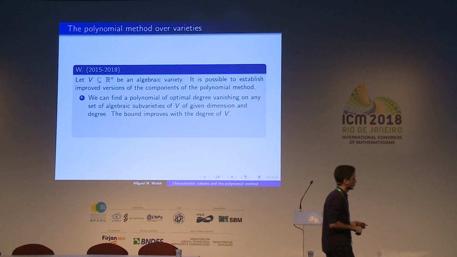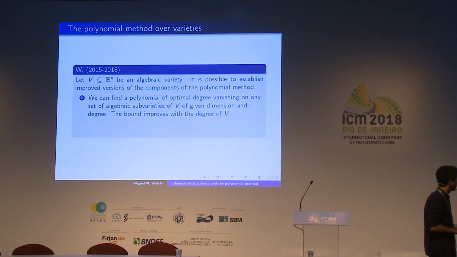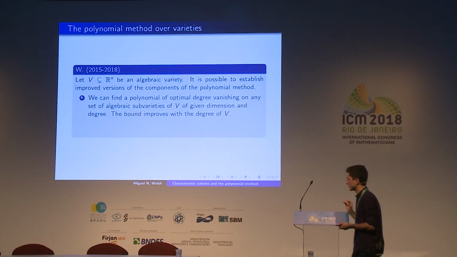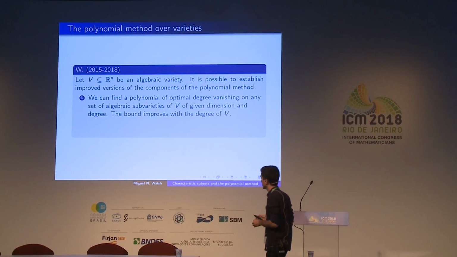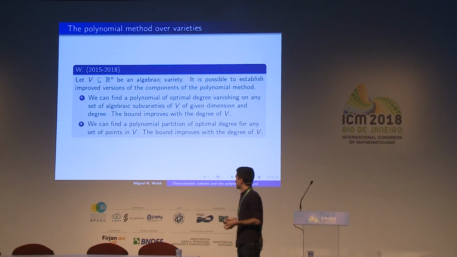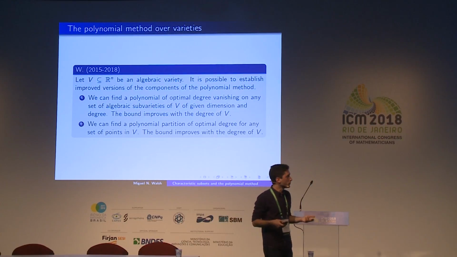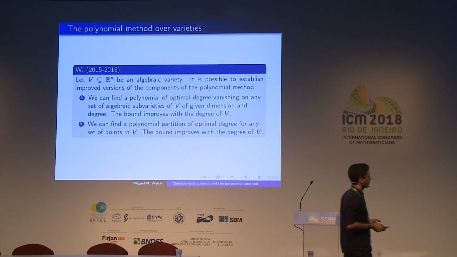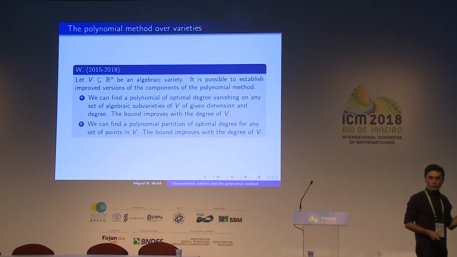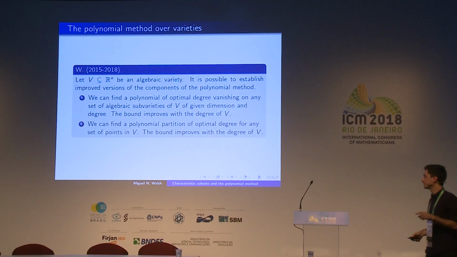So one can establish an optimal bound in terms of the degree and dimensions of the subvarieties, and an important detail for the applications is that the bound improves with the degree of B. I'll tell you something about this in a second. Similarly, we want to do a polynomial partitioning, so we find a polynomial partitioning of optimal degree for any set of points inside the variety, where again the bound improves with the degree of B.